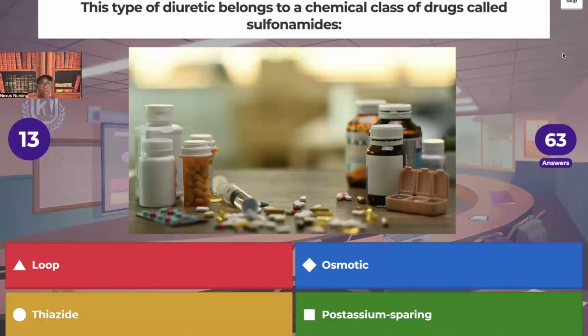This is a class of drugs that is a diuretic, and it also belongs to the family of sulfonamides. What are we talking about here?